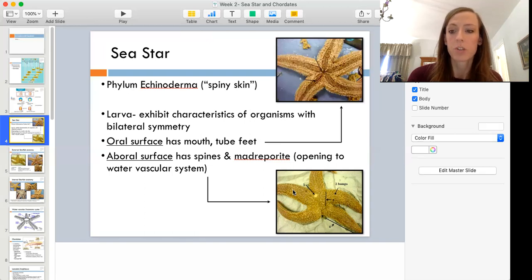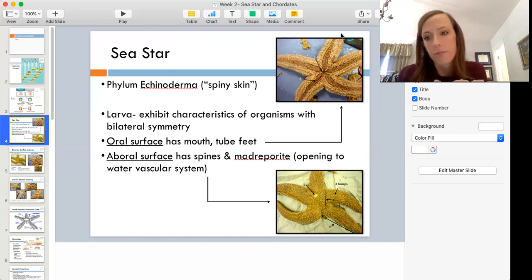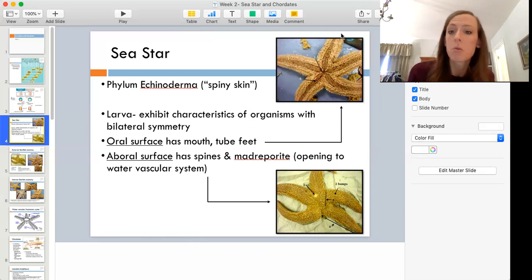So there's two different sides to the sea star. The top, or dorsal side, is actually called the abral surface. And the bottom, the part that kind of sits down towards the surface, the ground, is the oral side. And that's because it has the mouth. So this is the oral side, and this is the abral side. So the mouth is right here in the middle. This little hole, little tiny opening.